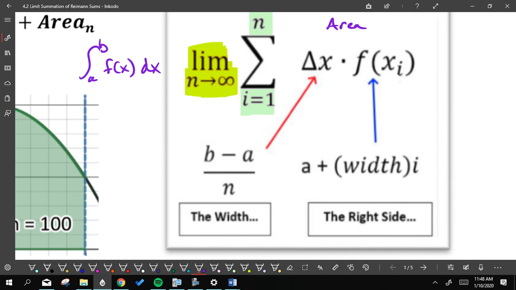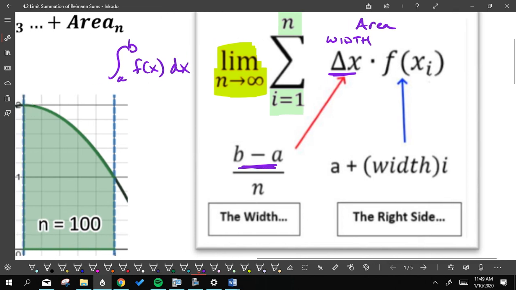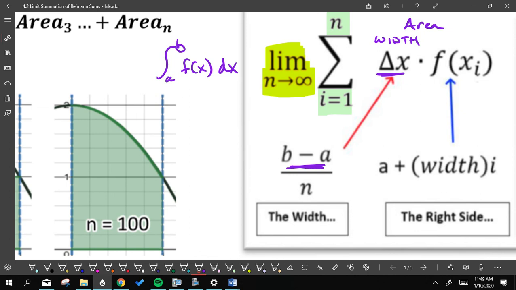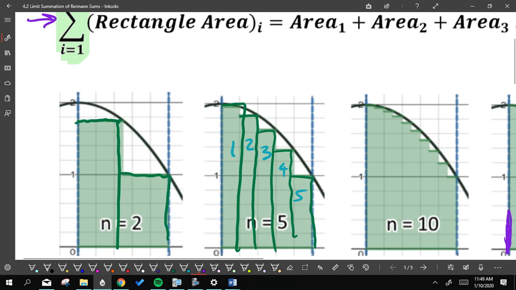The first thing here, this delta x, is going to represent the width, how wide each rectangle is. It's the span of your bounds, so b minus a, your upper bound minus your lower bound. In this case, it's from here to here. That's how wide it's going to be. And then it's divided by however many rectangles you have. So I'm taking this space right here and splitting it up into however many parts. In this case, I'm splitting up by 100. Maybe on this one, I'm only splitting up by 2. But on this one, we're splitting up by an infinite amount.